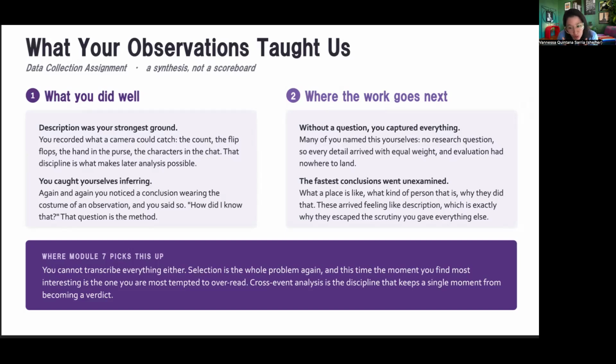So hold on to both of those because this week hands you the same problem in a new form. You are about to transcribe, and you will find very quickly that you cannot transcribe everything either. You will have to select. And the moment you find the most interesting, the one that seems to be telling you something, is the moment you will be most tempted to overread.